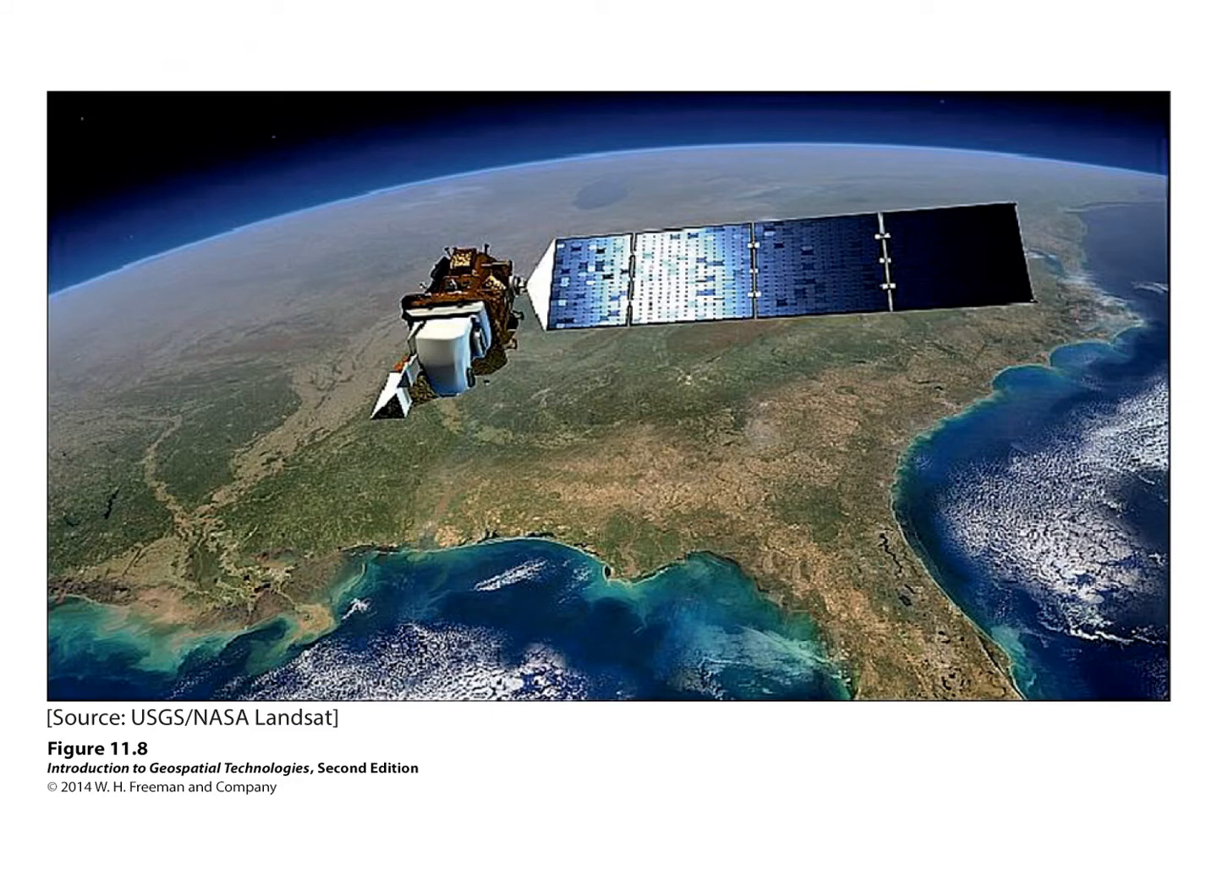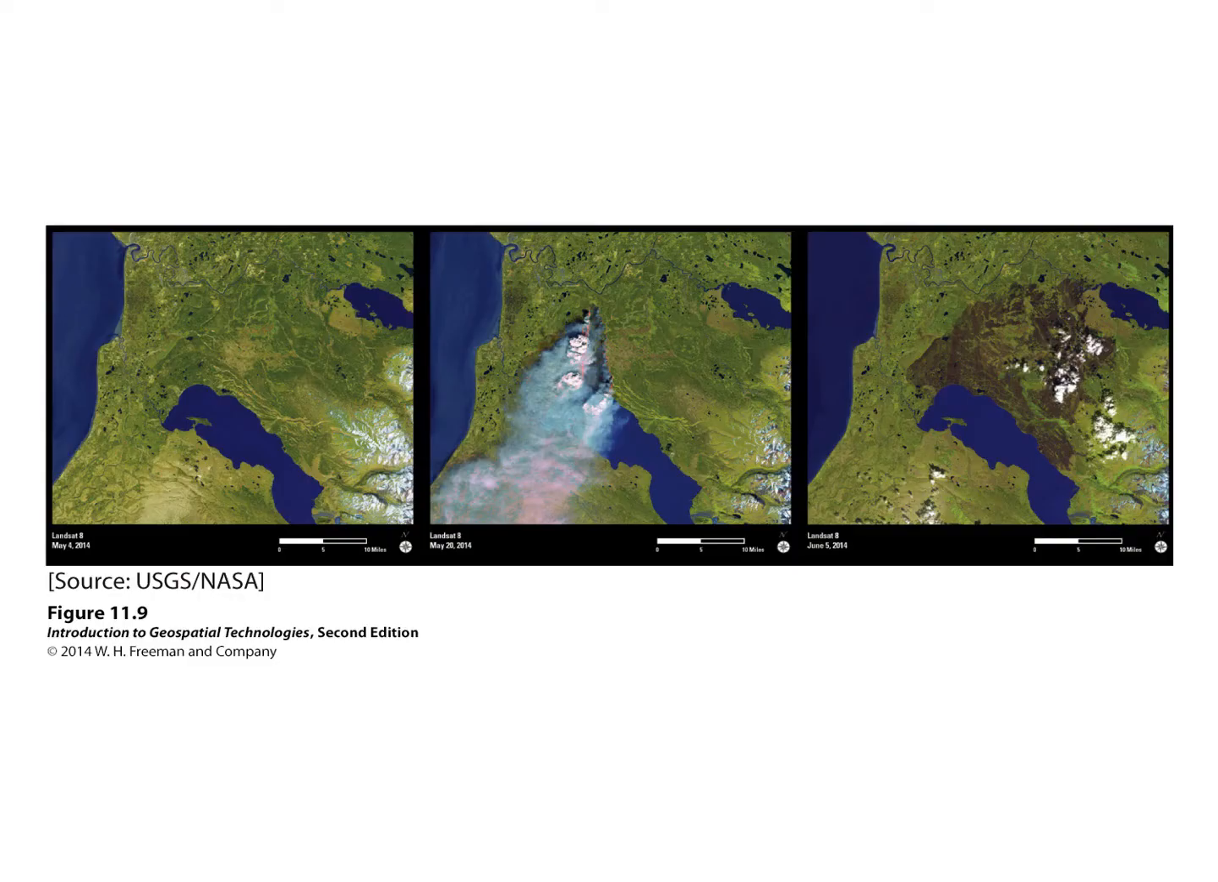Here is what one of those Landsat satellites looks like up there in space, lapping around the planet. And here is an example before, during, and after a fire. And you can see where the fire is at.